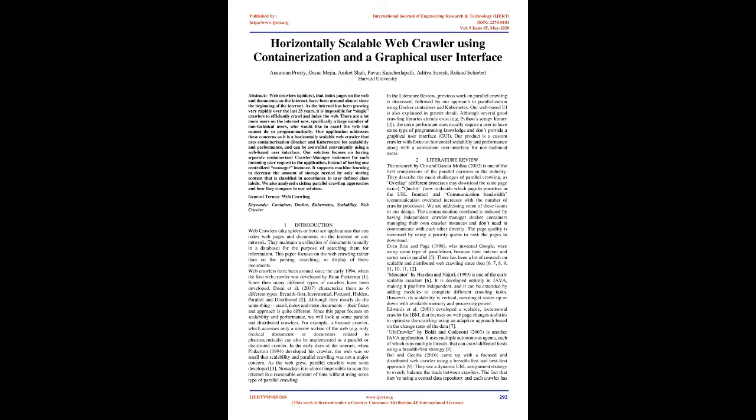Dey et al., 2017, characterize them as 6 different types: breadth first, incremental, focused, hidden, parallel and distributed. Although they mostly do the same thing, crawl, index and store documents, their focus and approach is quite different. Since this paper focuses on scalability and performance, we will look at some parallel and distributed crawlers. For example, a focused crawler, which accesses only a narrow section of the web, e.g. only medical documents or documents related to pharmaceuticals, can also be implemented as a parallel or distributed crawler.